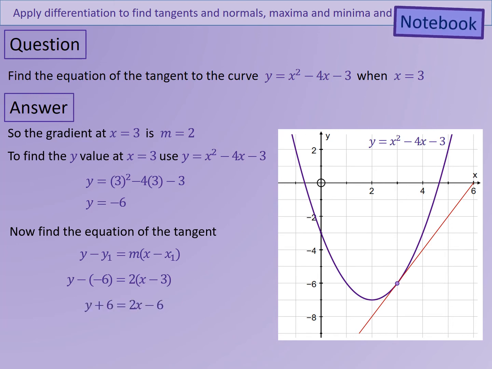And if I now manipulate the algebra, multiply out the brackets, and then collect together the like terms, my final answer is y equals 2x minus 12. And a quick look at the diagram, although normally you wouldn't have the diagram to look at, tells me that that is a pretty good answer for this question.